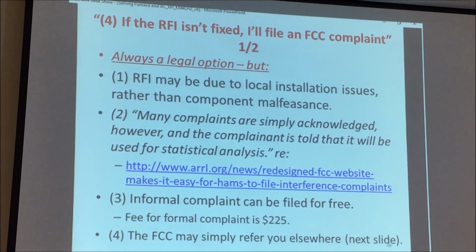The third is if you go to the ARRL website, they have an article, which there's a link to, and they point out that the FCC now simply acknowledges a lot of complaints and says the complaint will be used for statistical analysis. You know, I built mathematical models all of my life, and this kind of warms my heart, but it doesn't solve anybody's problem. If you do file a complaint, you can file an informal complaint for free. If you feel there was no satisfactory solution, you can file a formal complaint for $225. And the final thing is the FCC may just give up.